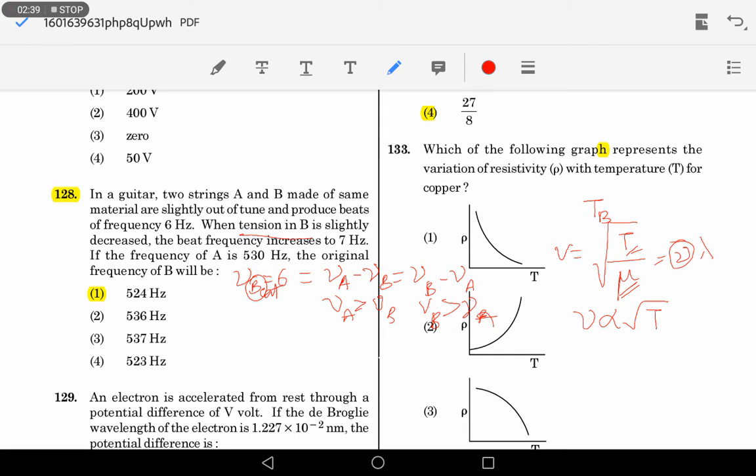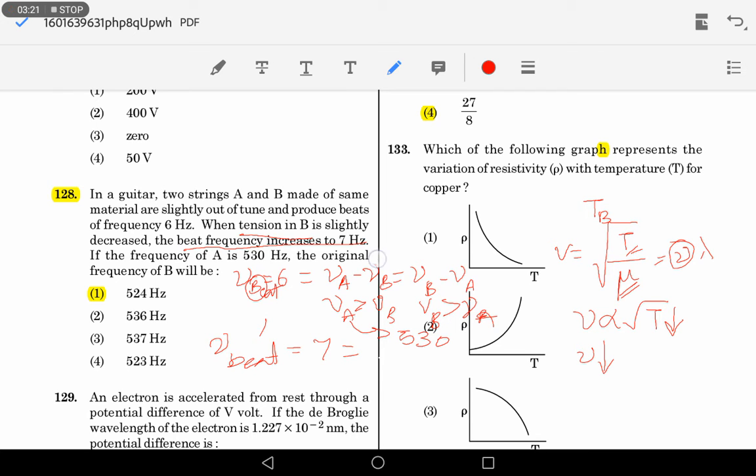Tension in B is slightly decreased, meaning tension is decreased to some extent in B, so the frequency of B has decreased. When the frequency of B has decreased, the beat frequency increases to 7 Hz. So after decrease in tension or decrease in frequency of B, the beat frequency has increased to 7 Hz. And it is also given that nu A is going to be 530 Hz. The original frequency of B is the question.